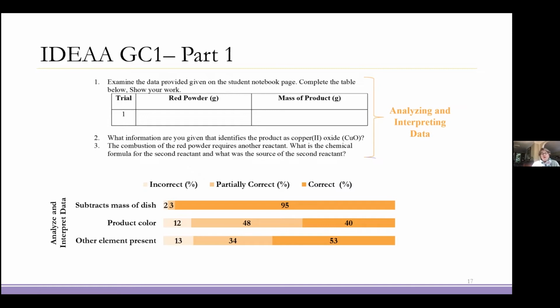So the product color, they should have noted in the results in the student notebook page that upon heating, the copper compound turned black. We had some mixed values with that, but again, 88% got some part of that correct. And then the other element present, this really was a two-part question. They had to first identify oxygen and then also say the oxygen was from the air. Sometimes they identified monatomic oxygen as the elemental symbol. We accepted that. Understanding that the oxygen was coming from the air was probably our biggest issue in terms of partial credit here.